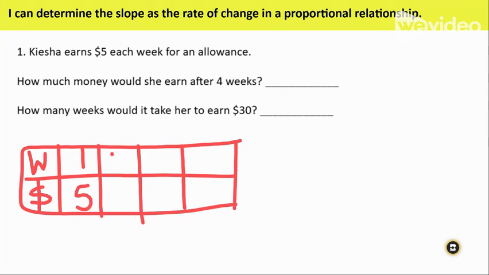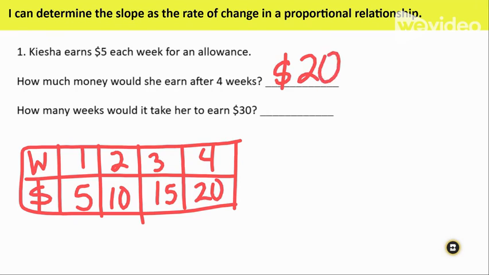$5. So what will happen with the second week? 10, third week, 15, and 4 weeks will be $20. So I already answered my first question, $20. How many weeks will it take to earn $30?